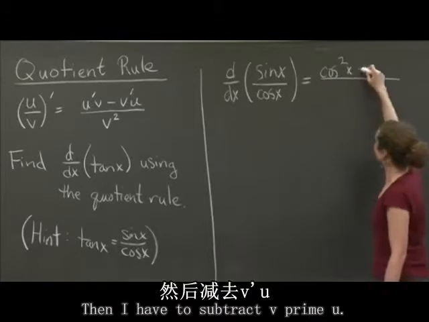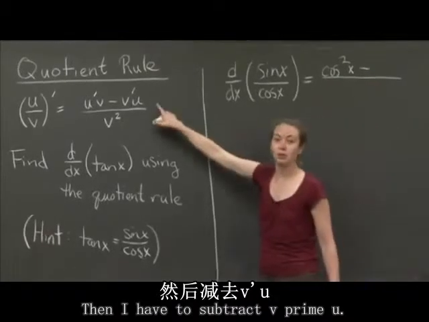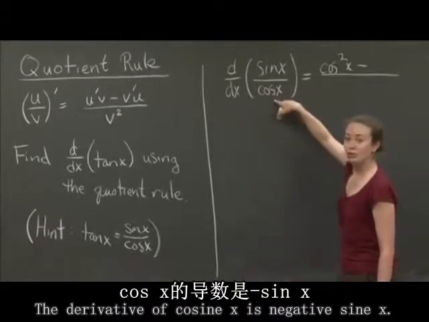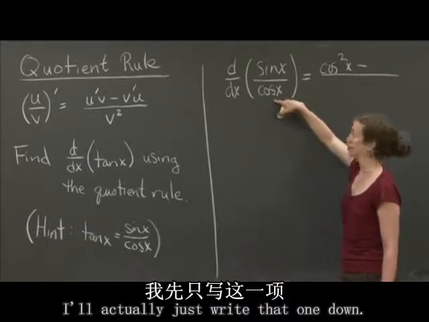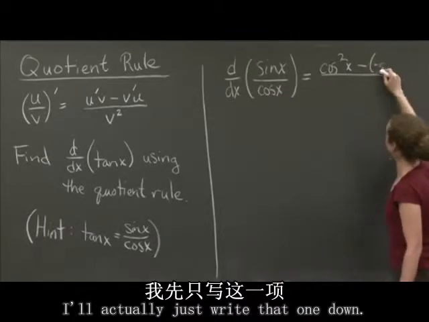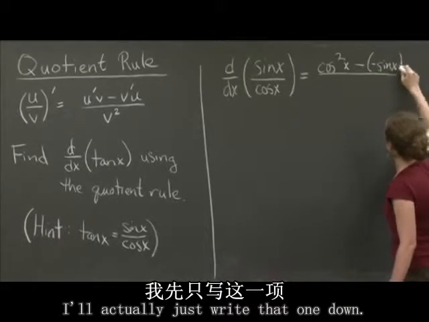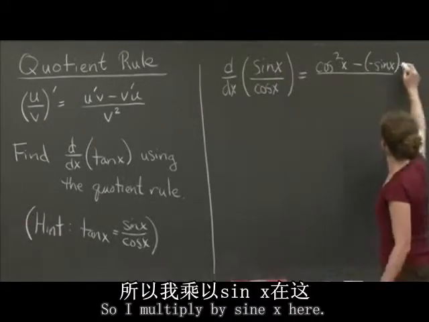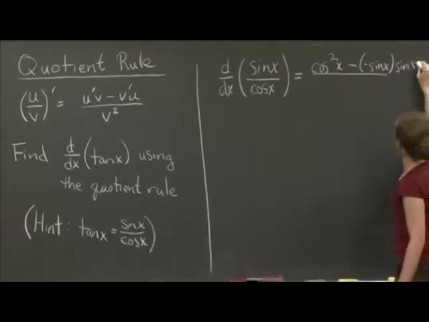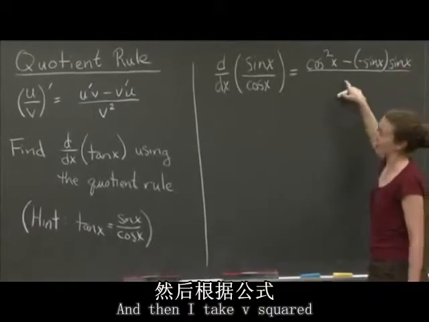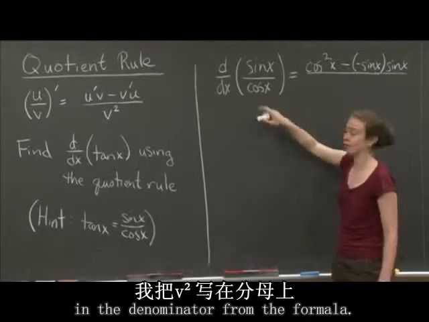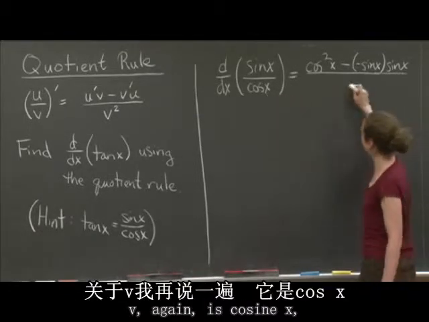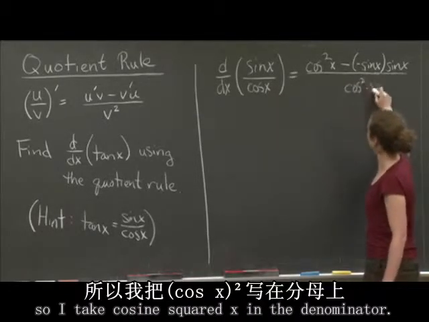Then I have to subtract v prime u. The derivative of cosine x is negative sine x. I'll actually just write that one down. And then I bring the u along for the ride. So I multiply by sine x here. And then I take v squared in the denominator from the formula. V again is cosine x. So I take cosine squared x in the denominator.